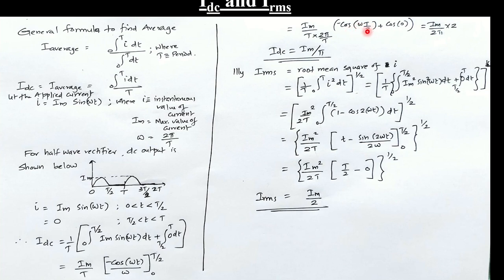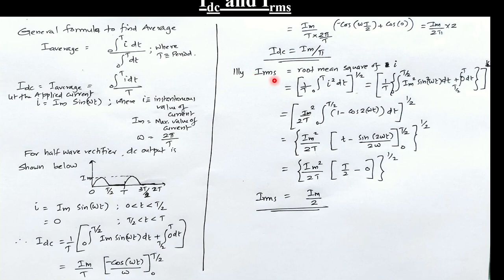Minus cos pi is minus 1, so minus 1 into minus 1 is plus 1. 1 plus cos 0 is again 1, so 1 plus 1 is 2. So the T will cancel here: Im by 2 pi into 2, the 2 will cancel, and IDC is obtained as Im by pi. This is for the half wave rectifier. If it is for the full wave rectifier, you can see that there is also a positive half cycle, so the period is not T but it is T by 2. If you substitute that, IDC will be obtained as 2 Im by pi for a full wave rectifier.